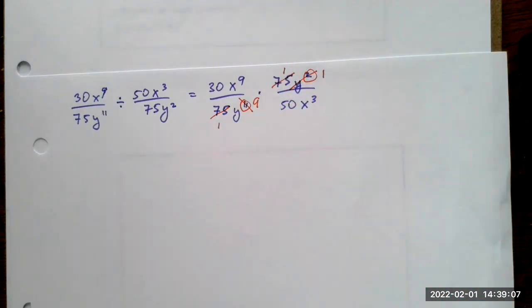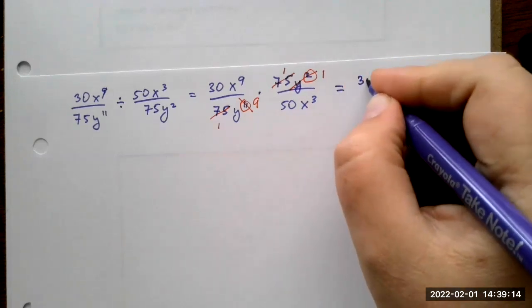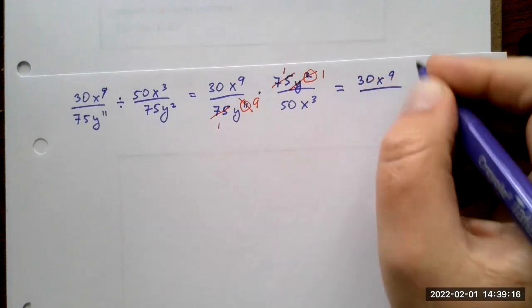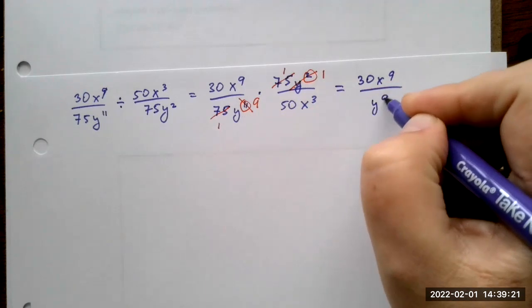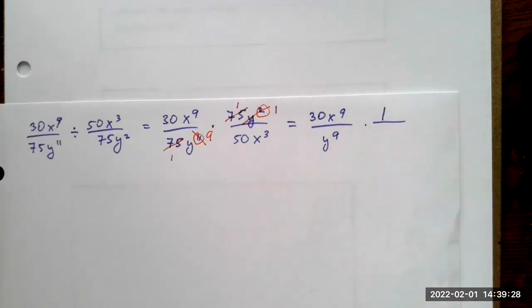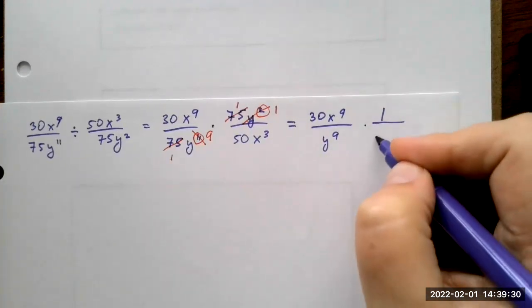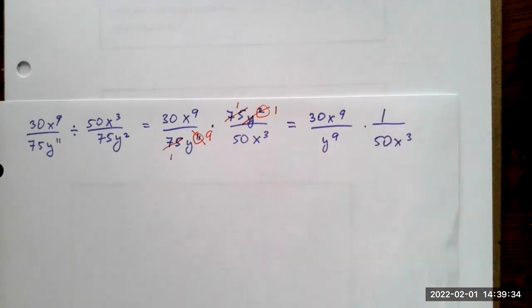Okay, let's actually rewrite it, make it clean again. We're not done yet though. So 30x to the 9th over 1 times y to the 9th. And then here on the top, I have 1 left. See, I don't even have to multiply anything anymore. It's all gone. So at 50x cubed on the bottom.